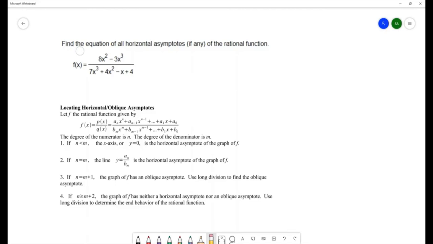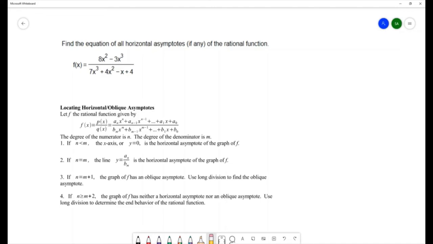For this question, we want to find the equation of any horizontal asymptotes of this rational function. So we're given this rational function here, f of x equals (8x squared minus 3x cubed) over (7x cubed plus 4x squared minus x plus 4). Now when we're looking for horizontal asymptotes, the actual math behind finding horizontal asymptotes involves an operation called the limit that we learn about in calculus.